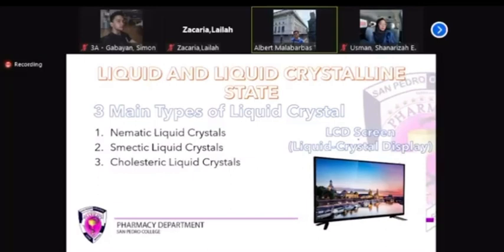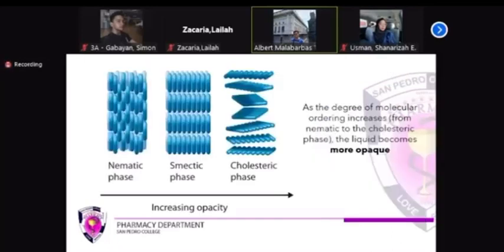Okay, now there are three types of liquid crystal: nematic, smectic, cholesteric. So from nematic to cholesteric, the opacity of the liquid crystal increases. It is said that as the degree of molecular ordering increases from nematic to cholesteric phase, the liquid becomes more opaque.